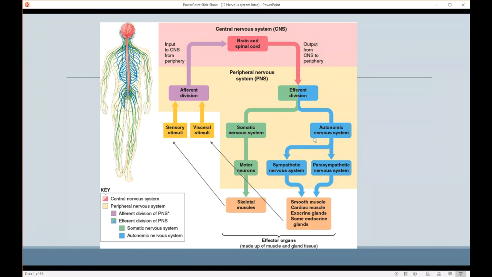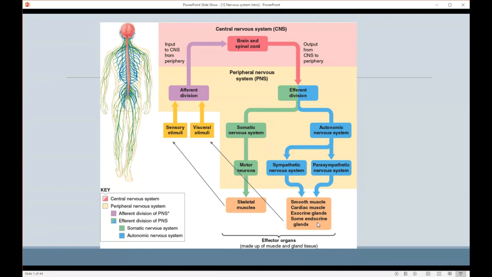We also have our unconscious control. That's our autonomic nervous system. The autonomic nervous system is divided further into two different divisions. We have the sympathetic and the parasympathetic. Okay. Sympathetic, that's going to be your fight or flight response. And parasympathetic, we abbreviate it as rest and digest. Okay, and so what they do is that they send output to the smooth muscles, the cardiac muscles, the exocrine glands, and some of our endocrine glands, right? So this is where the effect is happening.